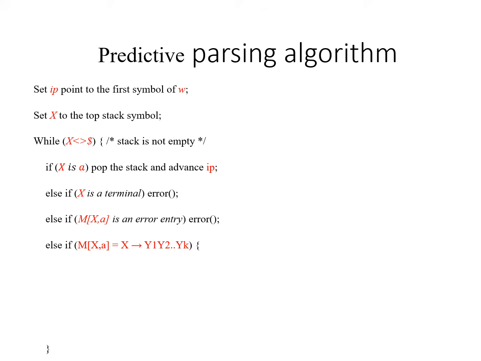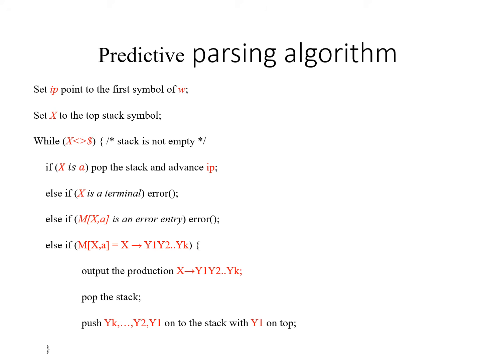If that particular entry contains a production, then you have to place the production rule in reverse order onto the stack. So this is the algorithm step. We place the production in the place of X. In the place of X means we pop X and place Yk through Y2, Y1 in reverse order onto the stack. So this is the algorithm.